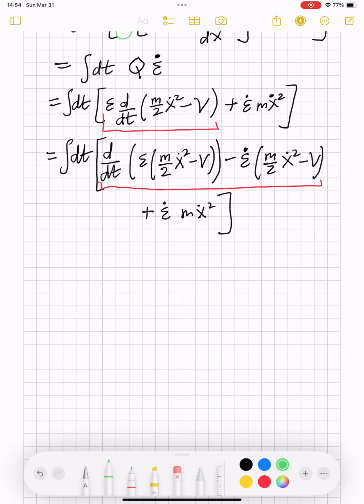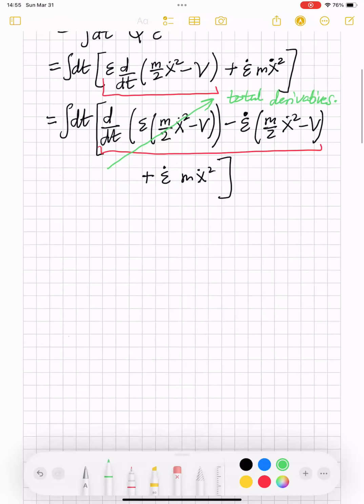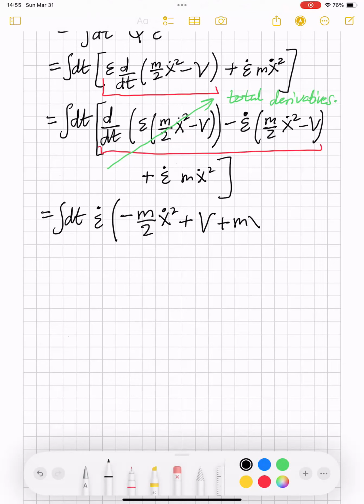Good. Now, this term over here, I drop. Why do I drop it? Well, it's the usual thing. It's a total derivative. So it depends only on the endpoints. Okay? Only on the initial and final time. So I don't have to bother about that. And if I keep the terms that are left, what do I have? I've got an integral dt. I've got epsilon dot, and then what multiplies it? I've got minus m over 2 x dot squared plus v, so that's from that bracket. And then I've got plus m x dot squared.